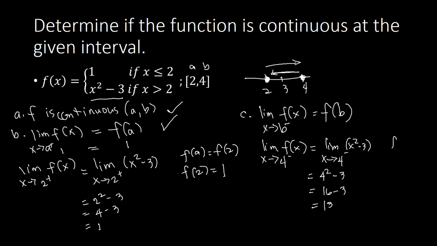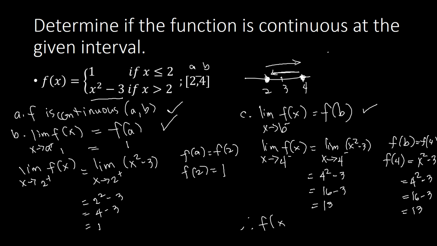And then we need to prove that that is equal with our f of b. Our f of b, we have that as f of 4. F of 4 is going to be equal to, we are to look at where 4 is on the domain. 4 is greater than 2, so that means to say that we're considering x squared minus 3. So replacing x with 4, this is now 16 minus 3. This is equal to 13. So we have this one and that one as equal. This is satisfied. So therefore, we will now be creating our conclusion that f of x is continuous at 2-4 interval.